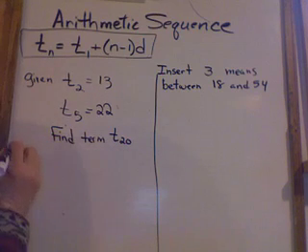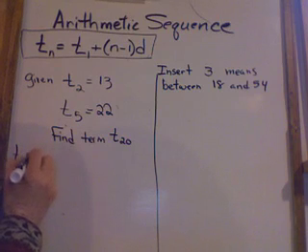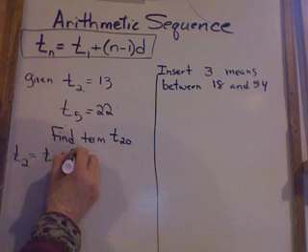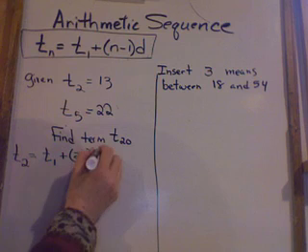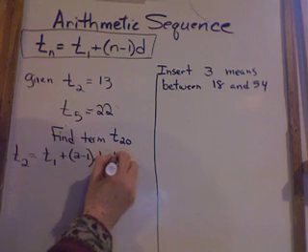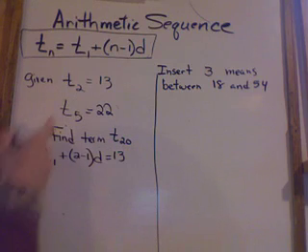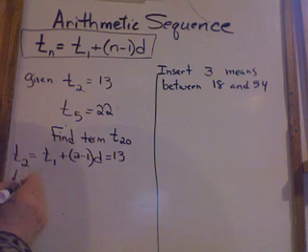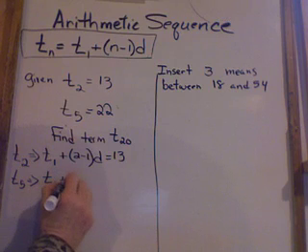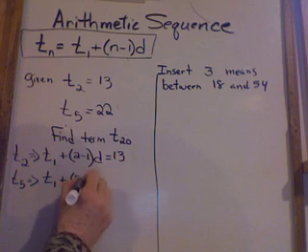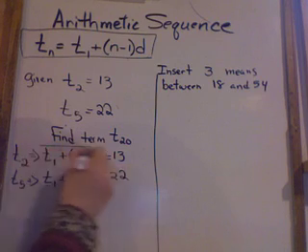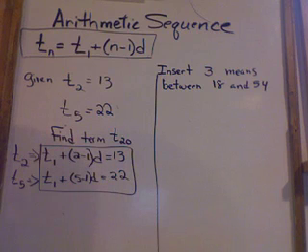For example, T2, using the formula, equals T1, which I do not know, plus n minus 1. So I'm going to do 2 minus 1 times some d that I don't know. And then I know that T2 equals 13. All right, let's do the same thing for T5. So for that one, I'm going to do T sub 1 plus 5 minus 1 times d, and T5 equals 22. So I have this little system here, and I'm going to solve it.